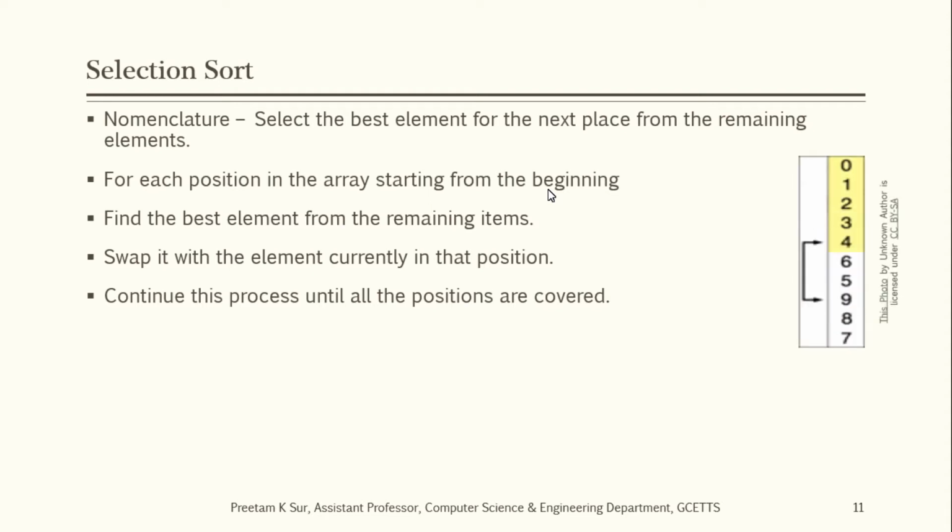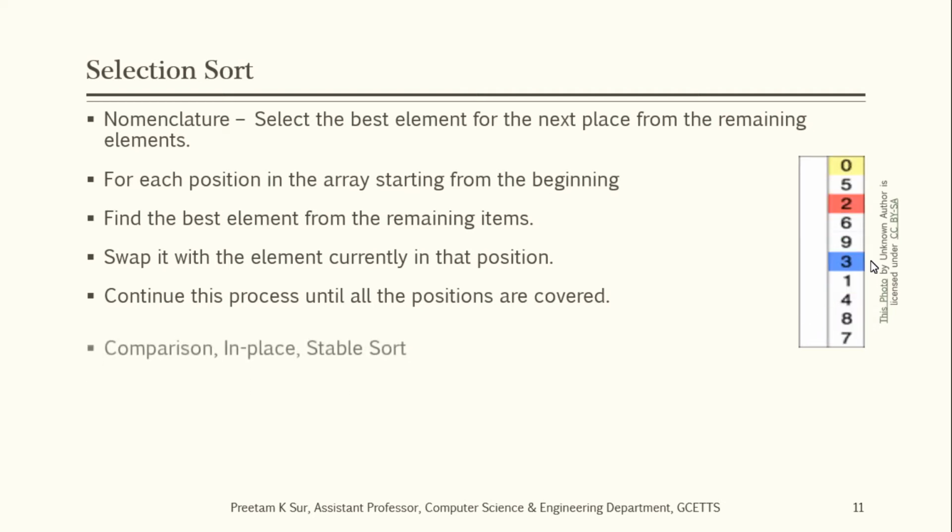If you see this animation, you will understand how the selection sort is done. So this is our initial position. First we find the minimum element 0, and we swap it. The animation is a bit quick, so if you notice it very carefully, you will find that the selection sort is done over here very quickly.